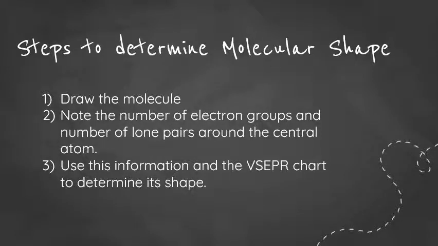All right, so most of the rest of class, you're going to be determining the molecular shape of a few of these atoms. So you're going to do the following 3 steps. We're going to do them together here. So first, we're going to draw the molecule following our Lewis dot diagrams that we used previously to create that molecular structure. Then we're going to notate the number of electron groups and number of lone pairs around the central atom. And finally, you're going to use this information and the VSEPR chart to determine its shape. All right, so let's go ahead and get started and practice a few.